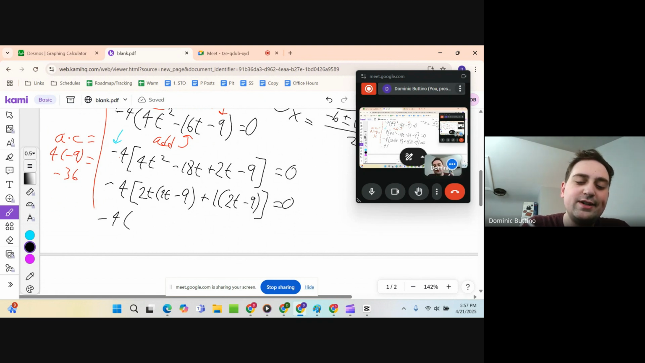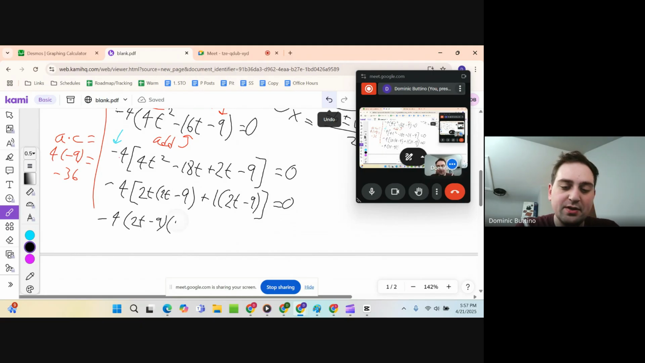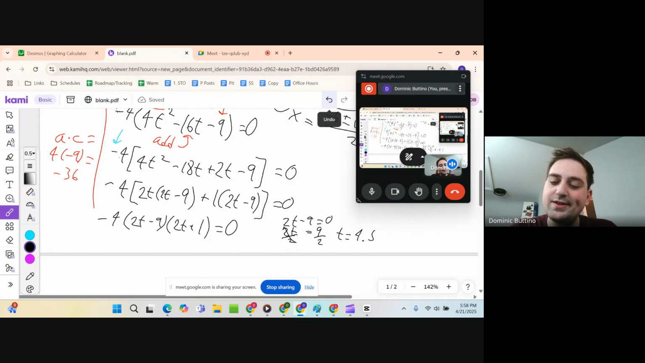So -4 times what? Well, the 2t minus 9 is going to be one of our groups, and then it's going to be 2t plus 1. These are being multiplied together. We want to set that equal to 0. When we set these equal to 0, we set each group equal to 0. So if 2t minus 9 equals 0, that means 2t equals 9, divided by 2, divided by 2. We get t equals 4.5.